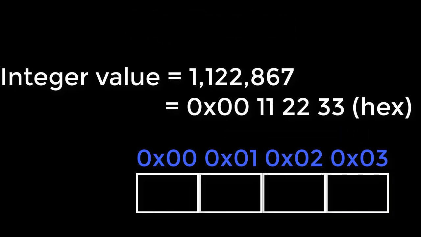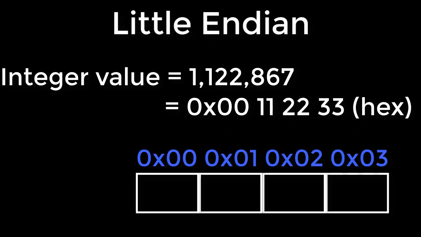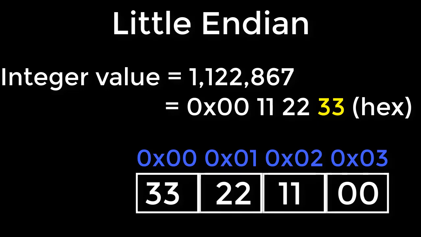Now the other format is called little endian. And little endian is the exact opposite of big endian. In little endian, the first byte in memory is what's called the least significant byte. So in address 0, if we're storing this integer at address 0, rather than holding 00, it would hold 33. Address 1 would have 22, address 2 would have 11, and address 3 would be 00. So we store it in memory as we would read it from right to left, from smallest to largest.